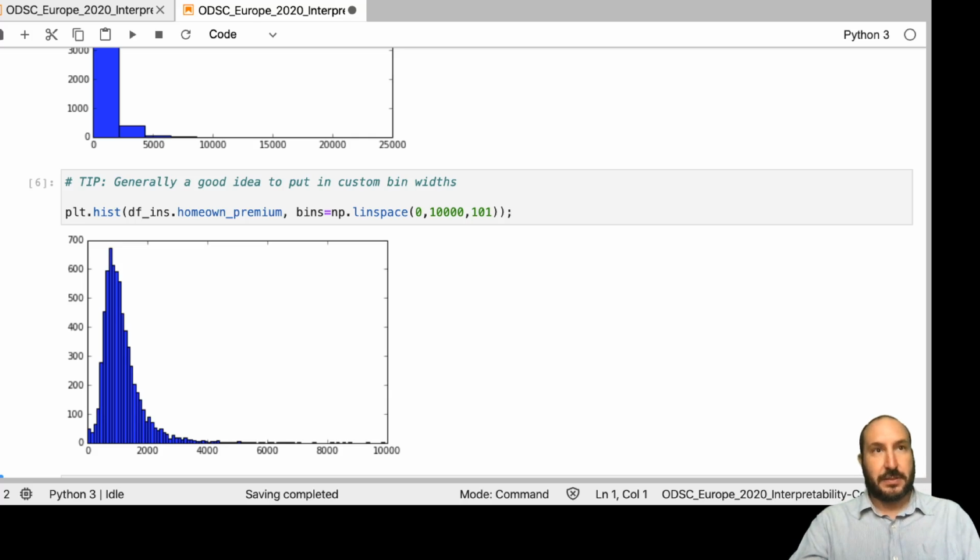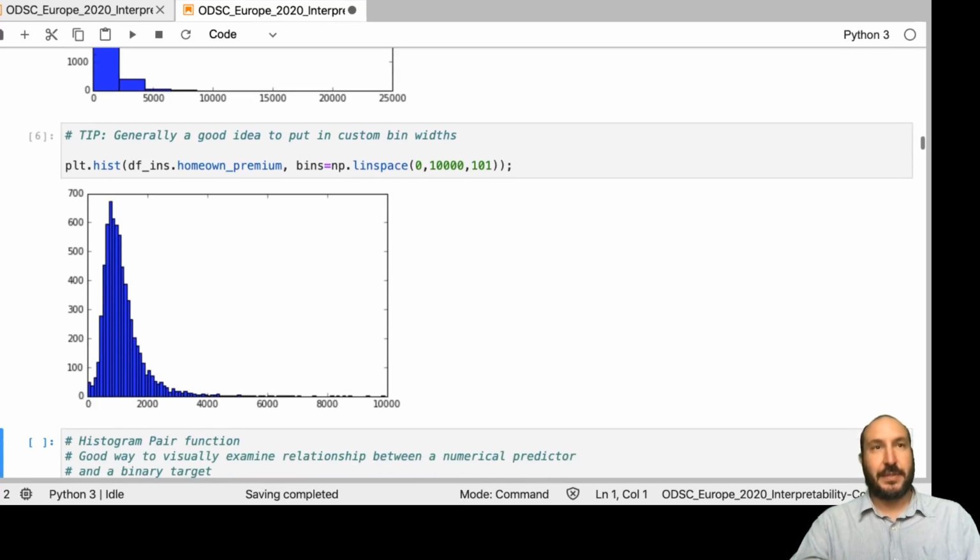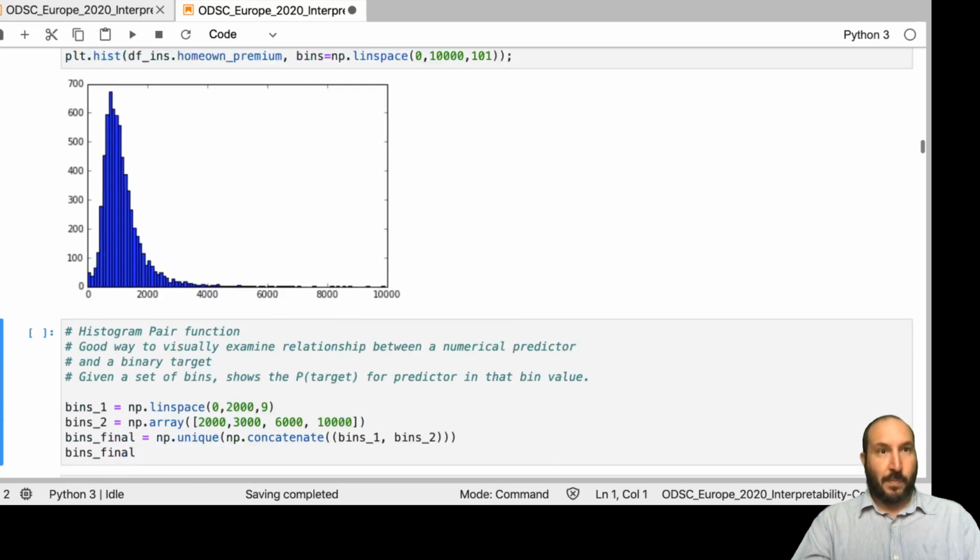So anyway, this is, again, a quick tip. When doing histograms, put in your own bin widths and try to use a lot of bins so that you can really understand the shape of the distribution.